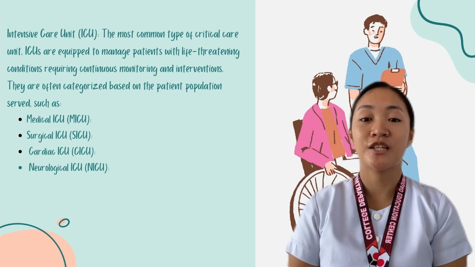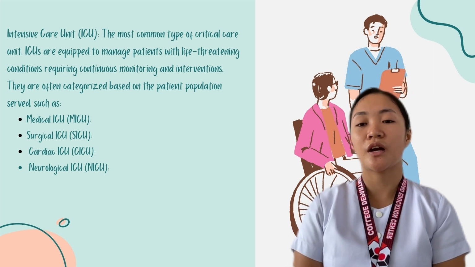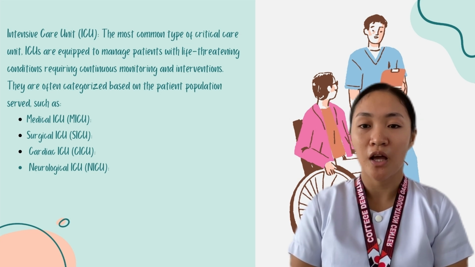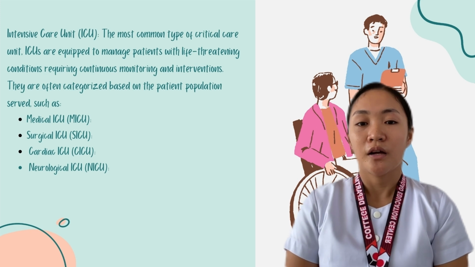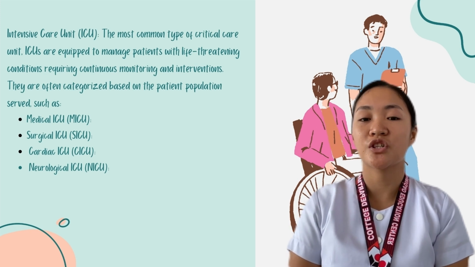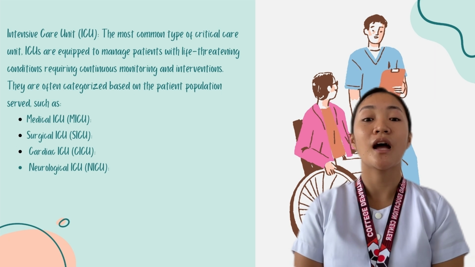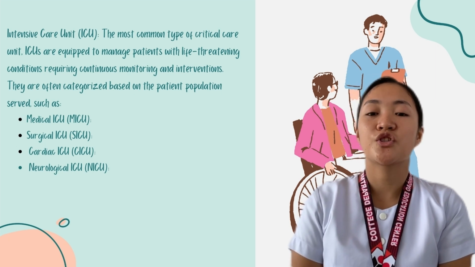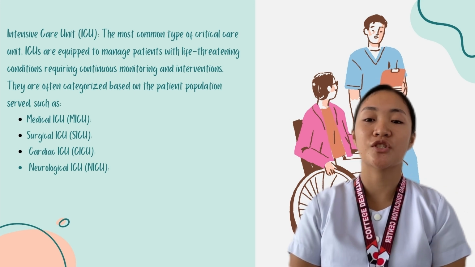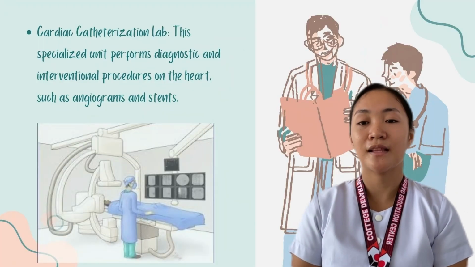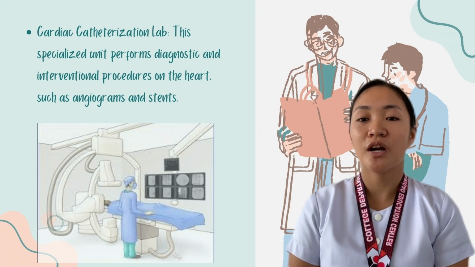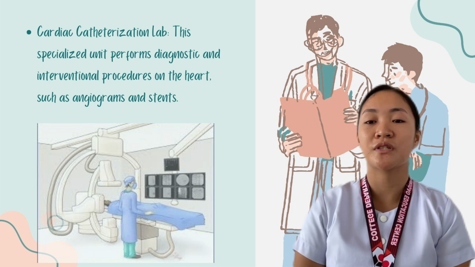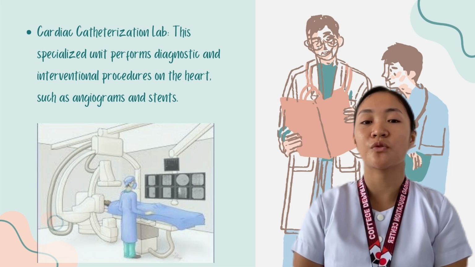And the surgical ICU primarily manages patients recovering from major surgeries or those with surgical complications. And we also have the cardiac ICU, which specializes in the care of patients with heart conditions, including heart attacks, heart failures, and arrhythmias. And the neurological ICU provides care for patients with neurological disorders such as stroke, brain injury, and seizures. And lastly, the cardiac catheterization lab. This specialized unit performs diagnostic and interventional procedures on the heart, such as angiograms and stents.